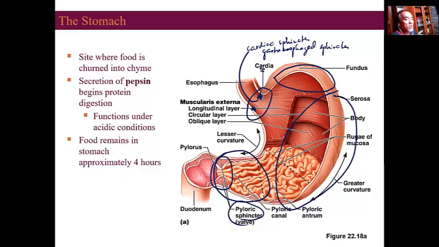Which is mucus secretions that protect the walls of the stomach. So that's the reason why the sphincters are constantly closed on each side, in order to prevent the acid from spilling into the duodenum and into the esophagus. When the acid regurgitates back into the esophagus, we call it gastroesophageal reflux disease.